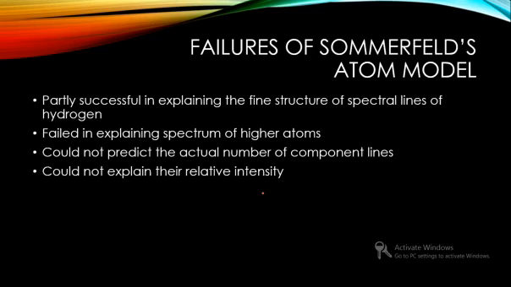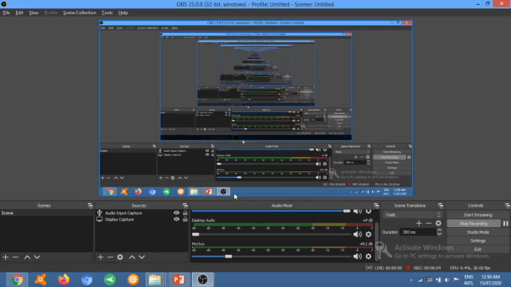But there were many failures, because the model was only partly successful. It was difficult to explain the spectra of higher atoms, it could not explain the actual number of components in a higher spectrum, and it also could not explain the intensity of each line. So that ends the Sommerfeld atom model. Thank you.